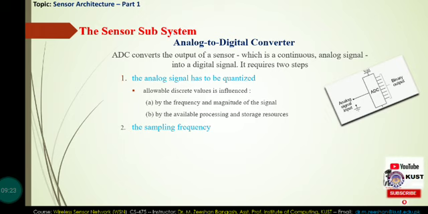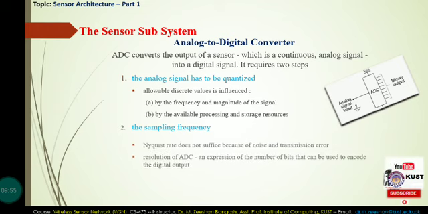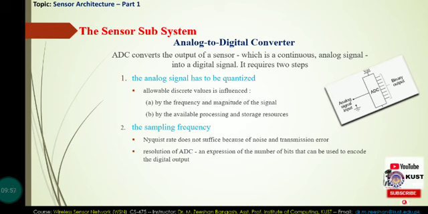And for the second step or phase in that conversion from analog to digital, it's the sampling frequency. In communication engineering, or in digital signal processing, this frequency is decided by the Nyquist rate. In wireless sensor networks, however, the Nyquist rate does not suffice. So we need oversampling here in order to reduce the noise.